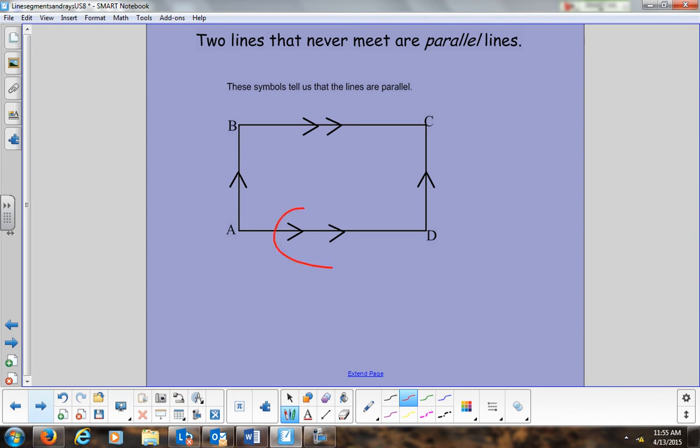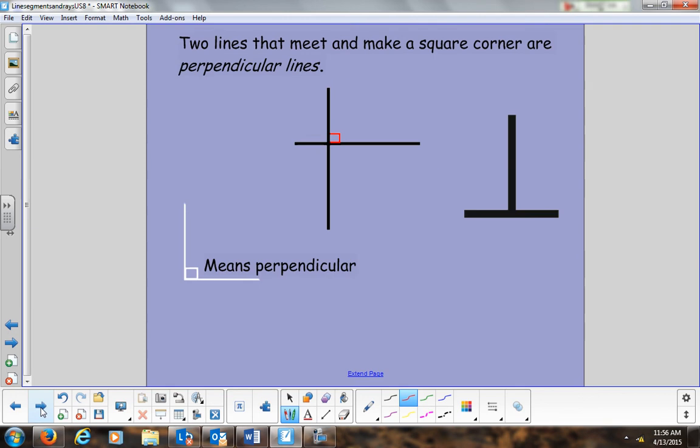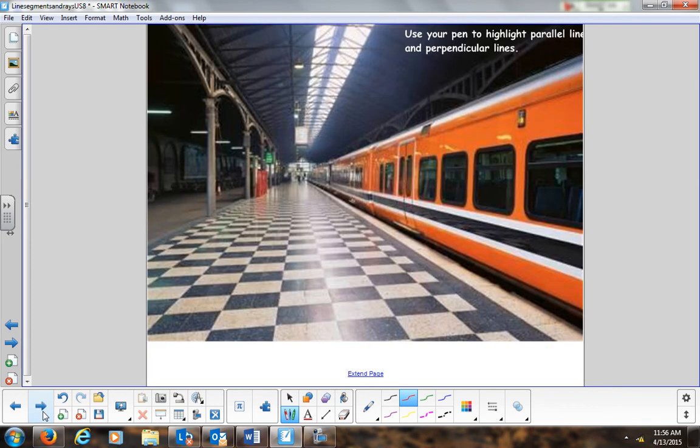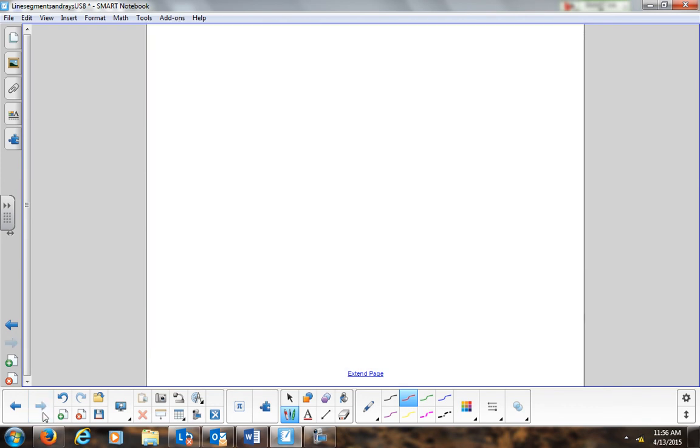These right here show us that these lines are parallel. So this line and this line are parallel. This line and this line are parallel. We're going to talk more about parallel lines when we get further on. Same thing with perpendicular. Perpendicular lines are two lines that meet each other. We're doing those later, so I'm not even going to start with those.